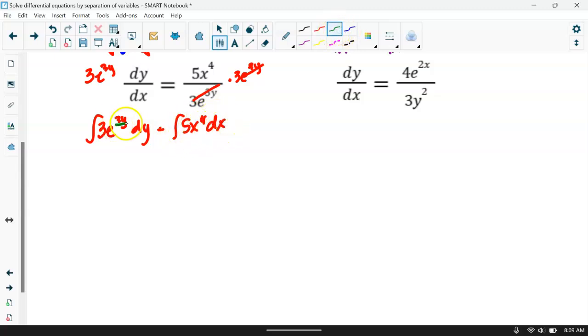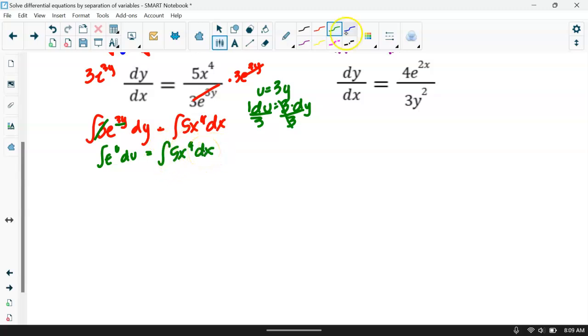Now, you should have noticed you had to use u substitution. U is equal to 3y, so the derivative here is 3 times dy. Divide by 3. So notice we've got my 1/3, but 1/3 of 3 is 1. So really, we're just going to find the integral of e to the u du, which is equal to the integral of 5x to the 4th with respect to x. And the integral of e to the u is still e to the u, or in this case, e to the 3y, which is equal to x to the 5th plus c.